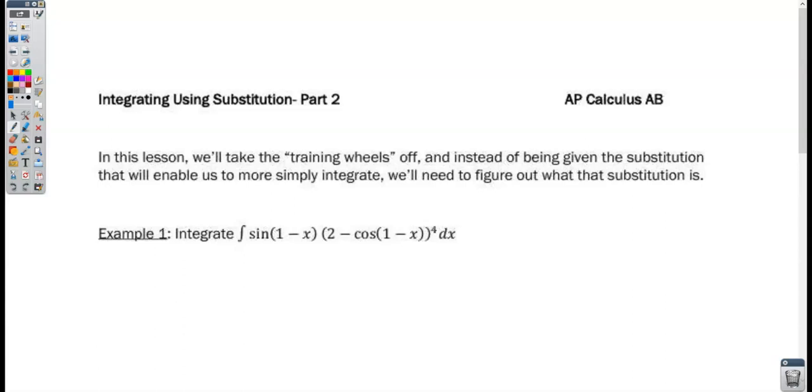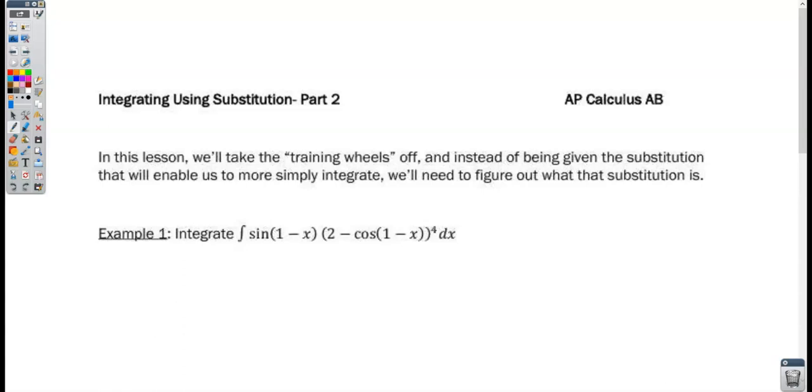Alright, welcome back everybody. In this video we're going to continue with section 6.9 of AP Calculus, integrating using substitution. And we're going to look at stuff from the integrating using substitution part 2 lesson. I'm going to take the training wheels off instead of the substitution being given. We're going to first need to figure out what that substitution is, what our best choice of substitution is.